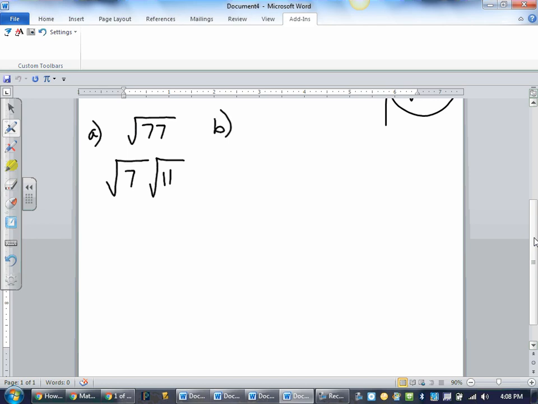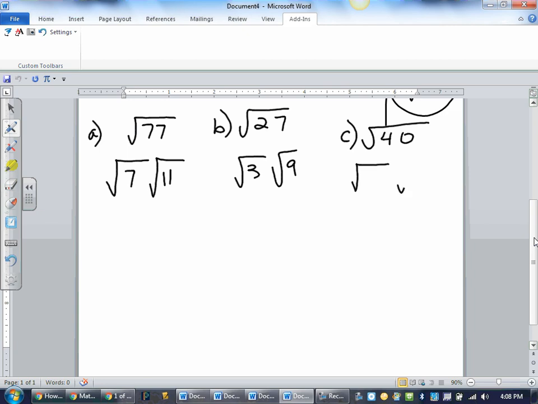So for part B, if I have the square root of 27 and I want to break it into two parts, what two things multiply together to get 27? About 3 and 9. And C, the square root of 40, there's actually more than one answer. You need two things that multiply together to get 40. You could choose 4 and 10, or how about 2 and 20. Two different answers that work.